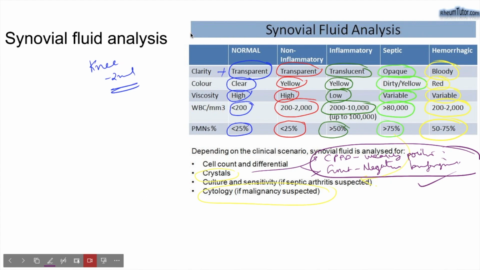So this is in brief about synovial fluid and synovial fluid analysis. You should be able to reproduce this table in your exam. It's quite commonly asked, and you should also be able to answer this question in your OSCE as well.